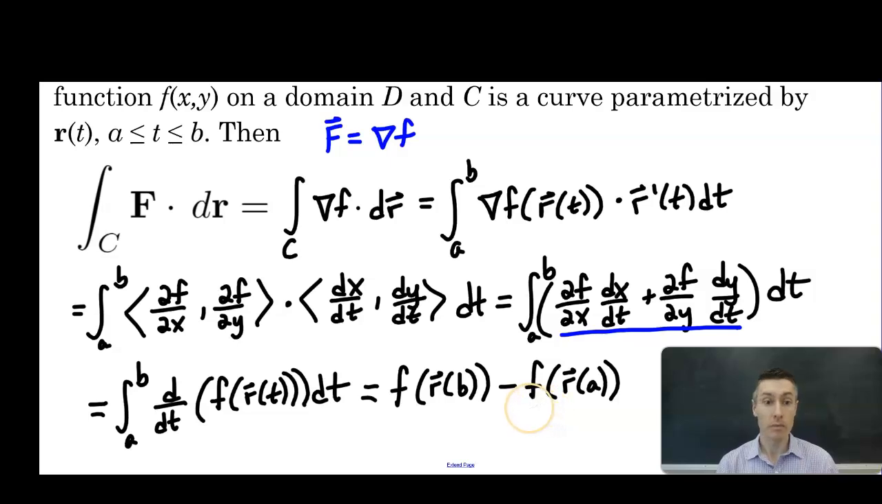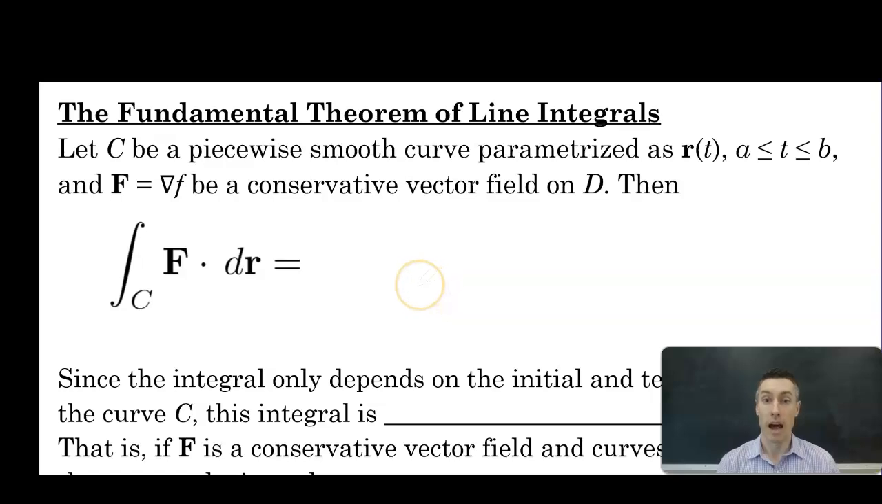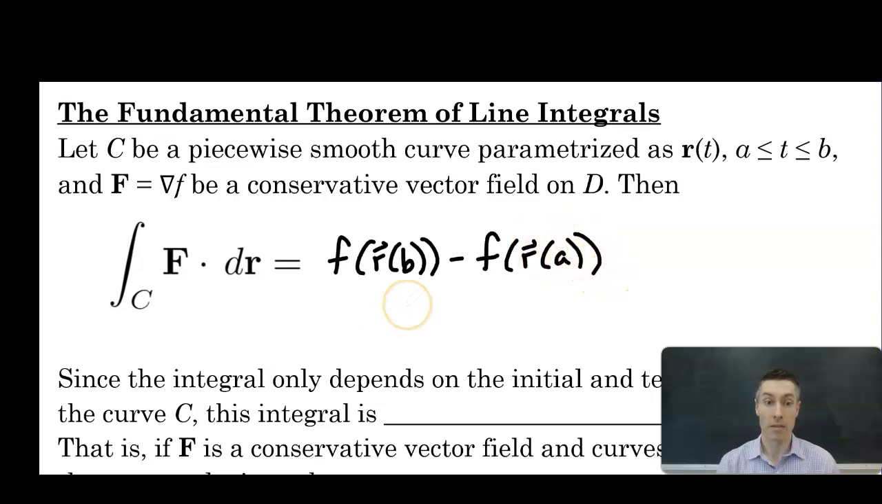So let's formalize this idea as the fundamental theorem of line integrals, which says C is a piecewise smooth curve parameterized as r of t, where t is bound from a to b, and F is equal to the gradient of the potential function f, be a conservative vector field on D. Then the integral along C of F dot dr is equal to f of r of b minus f of r of a.